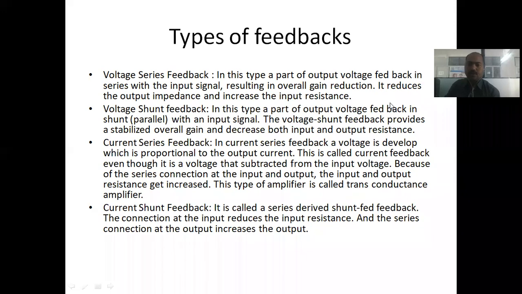ओके, सो in this case we discussed that it reduces when we use the voltage series feedback. It reduces the output impedance of the particular thing, right? So it reduces the output impedance and increases the input resistance, right?